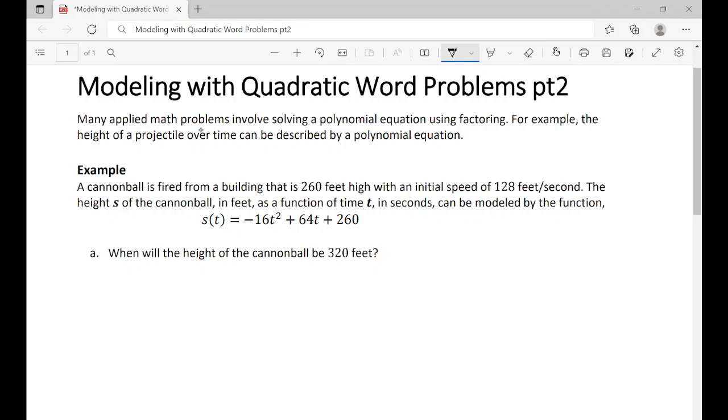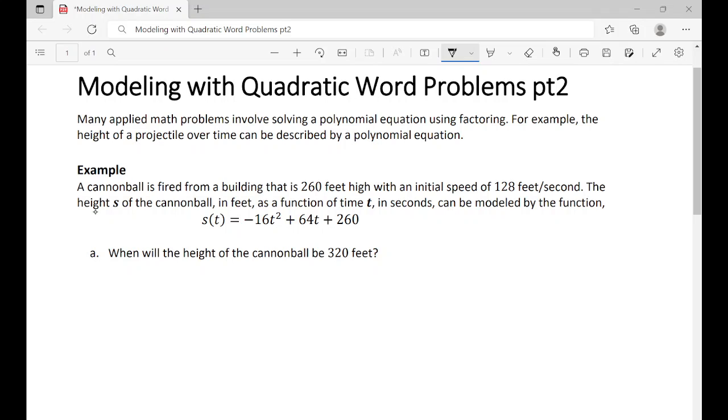Many applied math problems involve solving a polynomial equation using factoring. For example, the height of a projectile over time can be described by a polynomial equation, which is what we're doing now. A cannonball is fired from a building that is 260 feet high with an initial speed of 128 feet per second. The height s of the cannonball in feet as a function of time t in seconds can be modeled by the function s of t equals negative 16t squared plus 64t plus 260.